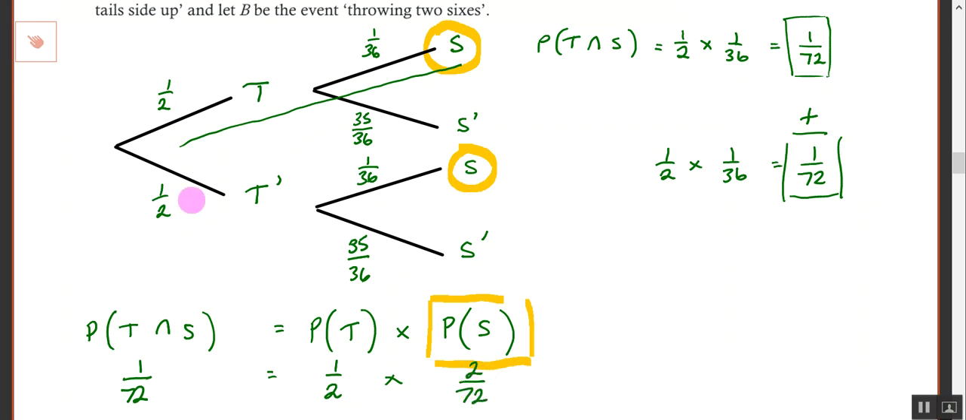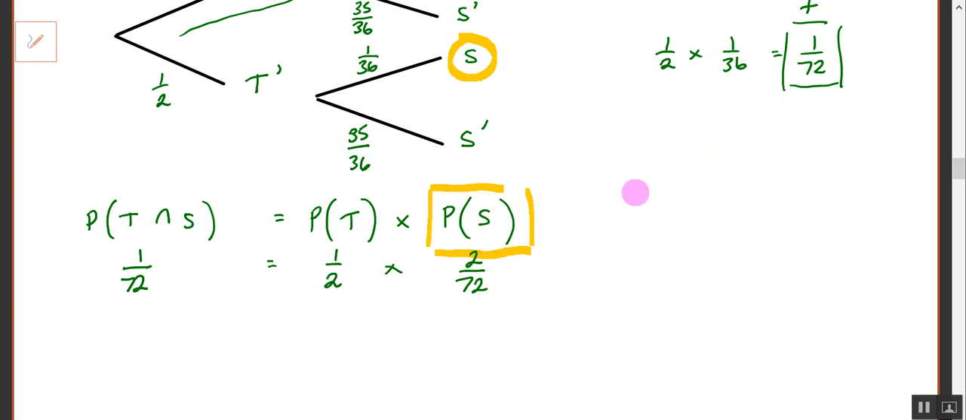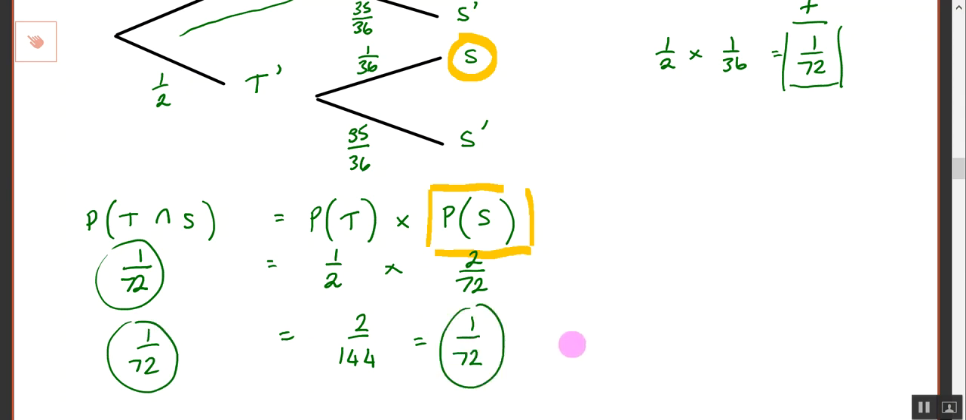2 from 72. Does that work? So 1/2 multiplied by 2 from 72 is 2 from 144, which is 1 from 72, which is the same as over that. So that is equal to that. So yes, independent. So we've gone from it being obvious, because a dice and a coin are completely separate things and not impacted by each other, to showing it using the theorem. That's theorem two. What about theorem three?